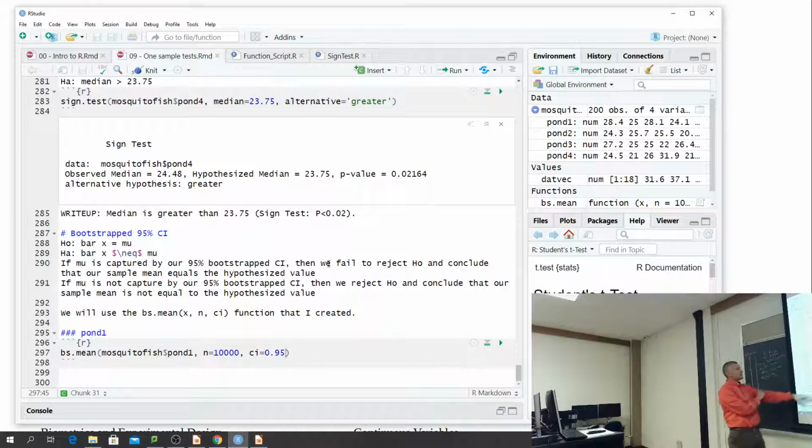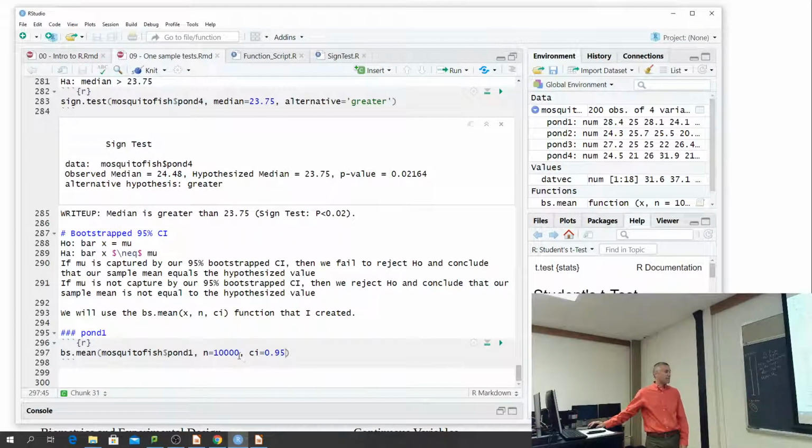If mu is captured by our 95% confidence interval, then we fail to reject our null hypothesis and conclude that our sample mean does in fact equal that hypothesized value. If mu is not captured by our bootstrapped confidence interval, then we reject our null hypothesis and conclude that our sample mean is not equal to that hypothesized value. We're going to use the bs.mean function to generate our confidence intervals.